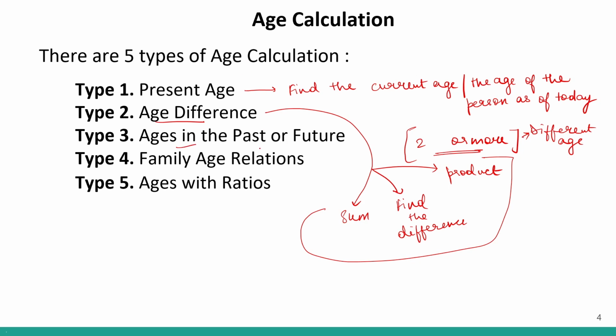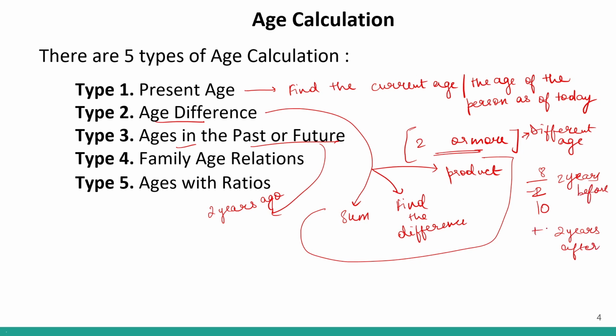Type 3 is ages in the past and future. As the name suggests, past and future means what? You have to find their age, let's say 2 years ago. Ago means 2 years back. So if I am 10 years old today, what will be my age 2 years ago? It will be 10 minus 2, that is 8. And 2 years after, which is plus 2, 12 will be my age. So this is ages in past or future.